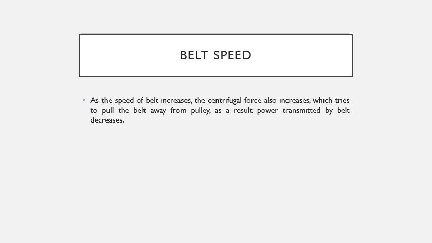So what happens as the speed of the belt increases, the centrifugal force also increases, which tries to pull the belt away from the pulley, and as a result the power transmitted by the belt decreases.